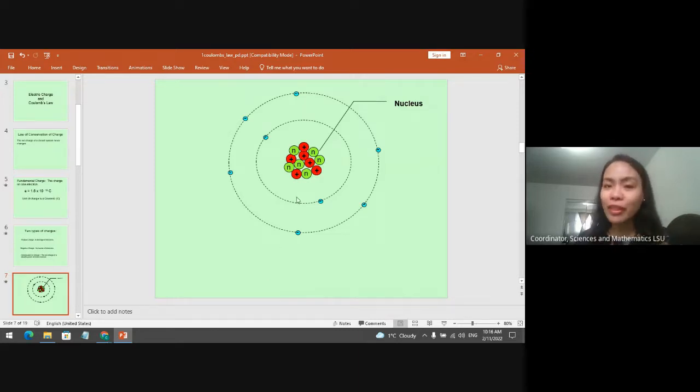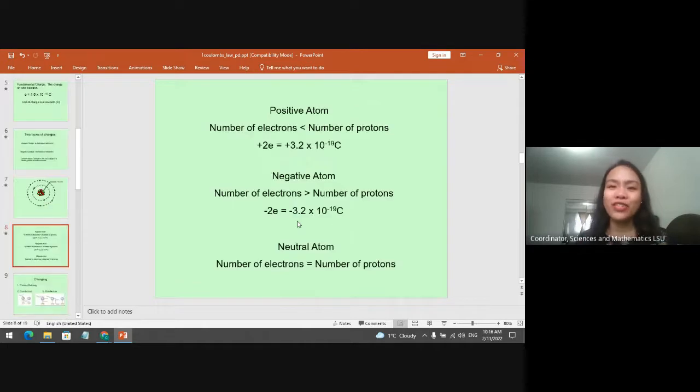With that, an object will be positively charged if there is a lack of electrons in it. But if there is an excess of electrons, that's when an object will be negatively charged. If the number of electrons is less than the number of protons, then you have 3.2 times 10 to the negative 19 coulombs. If your number of electrons is greater than the number of protons, then you have negative 3.2 times 10 to the negative 19 coulombs. But for neutral atoms, the number of electrons is equal to the number of protons.